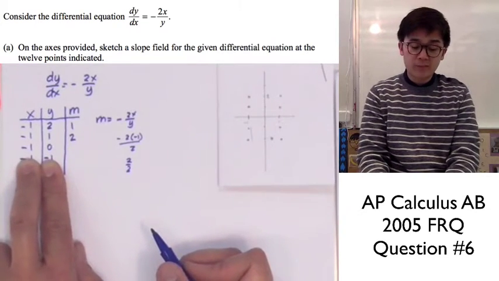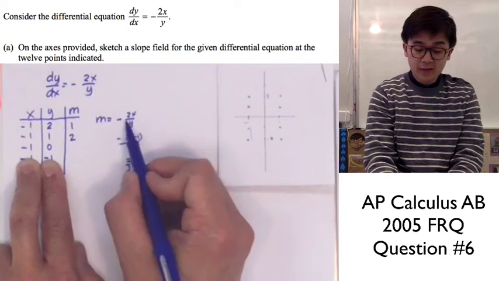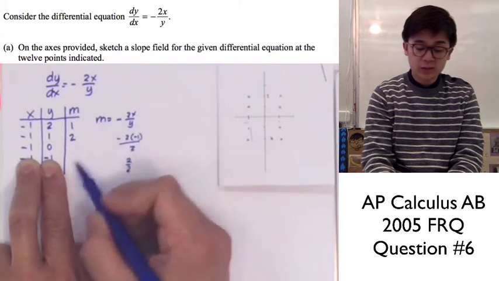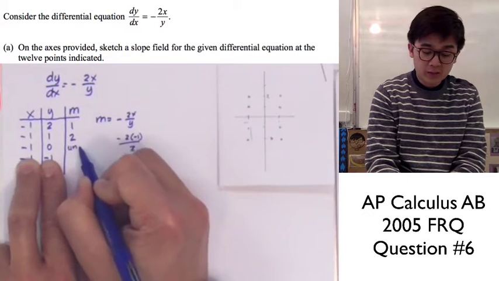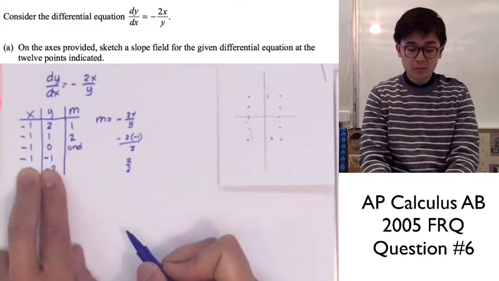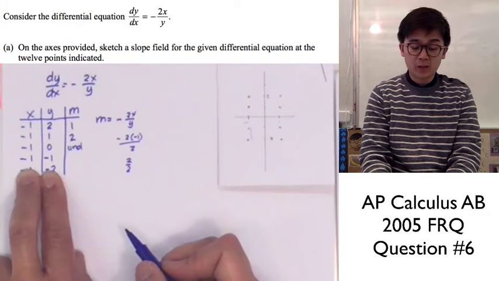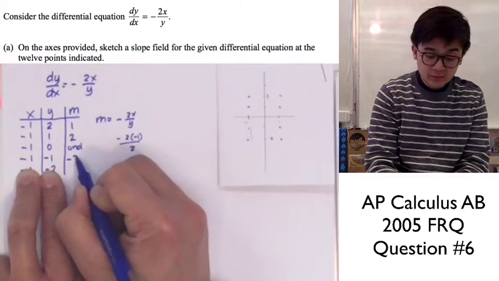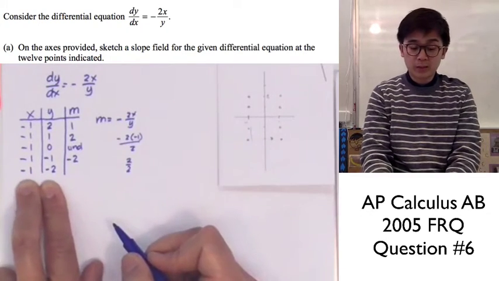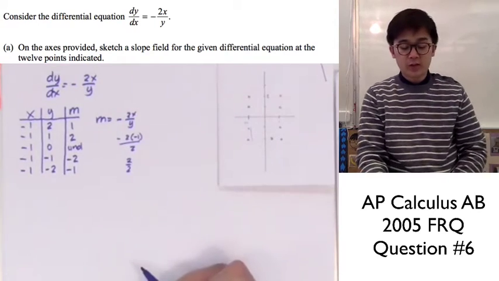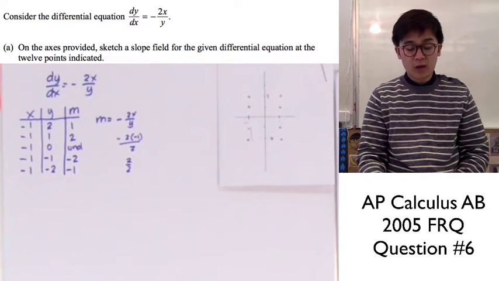And for the third coordinate, we have negative 2 times negative 1 all over 0. So this one is undefined because the denominator is 0. And for the next one, negative 2 times negative 1 is positive 2 all over negative 1. So this is negative 2. And this one will be at negative 1. So that is the slope field for our first column.